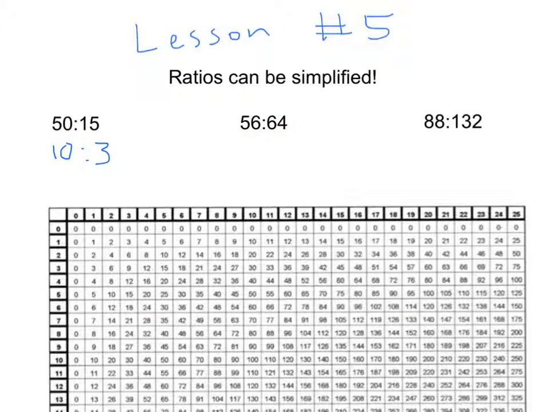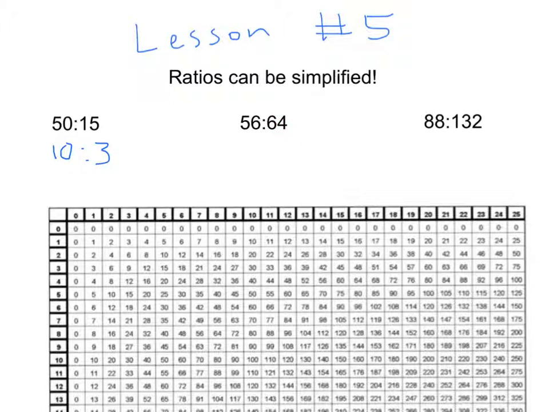Now I can see that there's a number 56 here, so in the multiples of 7, but I don't see a number 64. So the common factor for 56 and 64 cannot be 7 because it doesn't have 64. So I need to find something else.